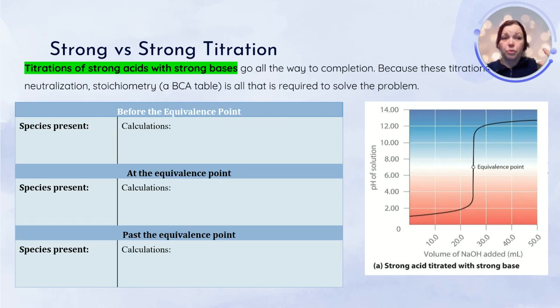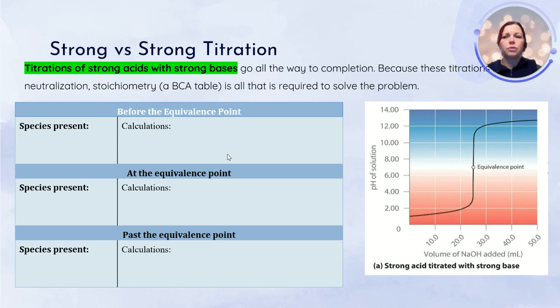So we're going to talk more first about this strong versus strong titration. Titrations of strong acids with strong bases go all the way to completion. Because these titrations result in neutralization, stoichiometry, also known as a BCA table, which you know and love, is all that's required to solve this problem. One note, I'm going to talk on this slide about having an acid in your flask and then titrating with a strong base, but you can invert it and it would be exactly the same process, except this graph would be flipped, and then instead of starting with acid and ending with base, you would start with base and end with acid.